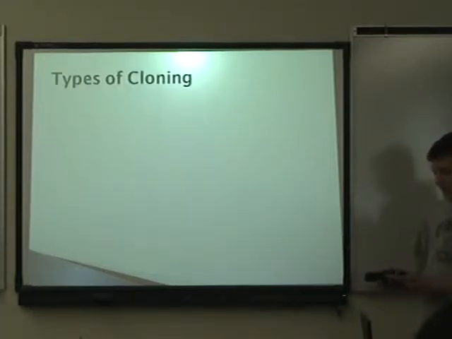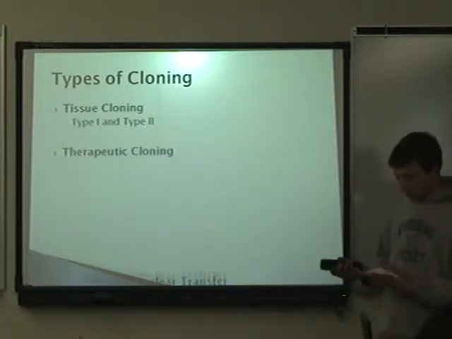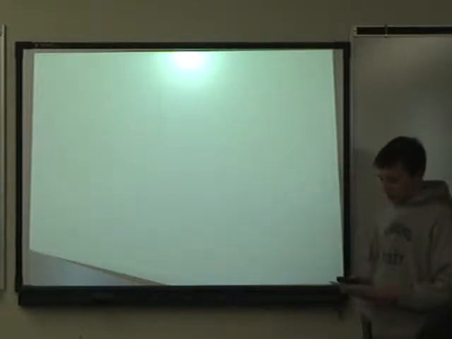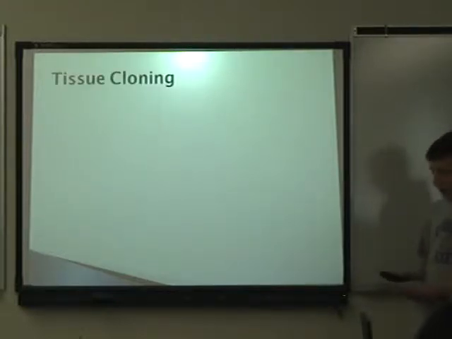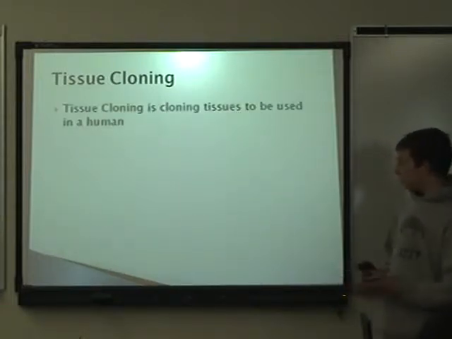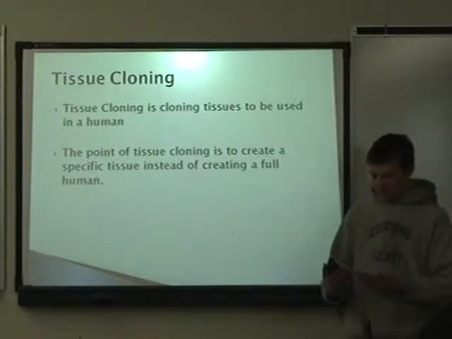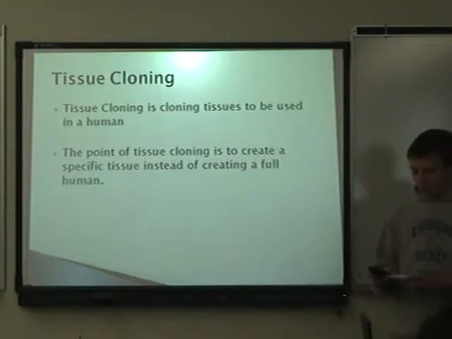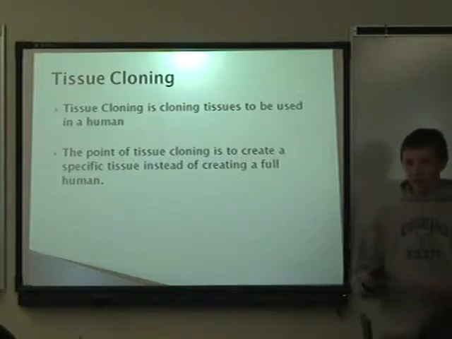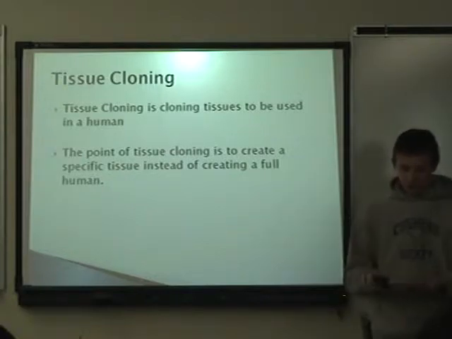Some of the few types of cloning are tissue cloning, which has 2 different types, therapeutic cloning, and somatic cell nuclear transfer. First is tissue cloning. Tissue cloning is cloning tissues to be used in a human. The point of tissue cloning is to create a specific tissue instead of creating a whole organism. So scientists don't have to create a whole organism and then kill it, because it's just creating the tissue.